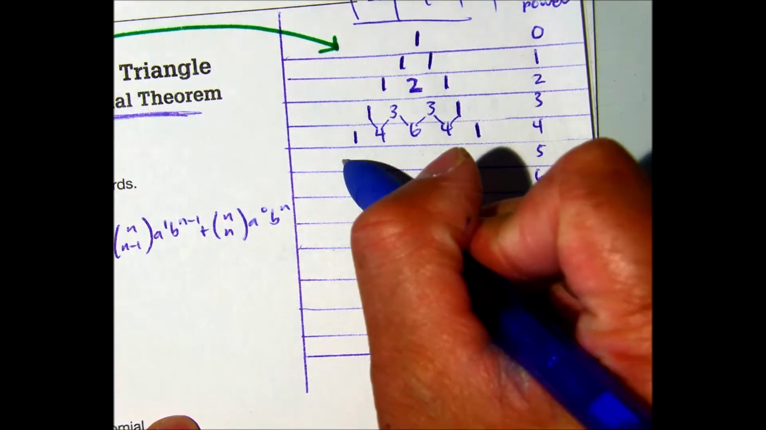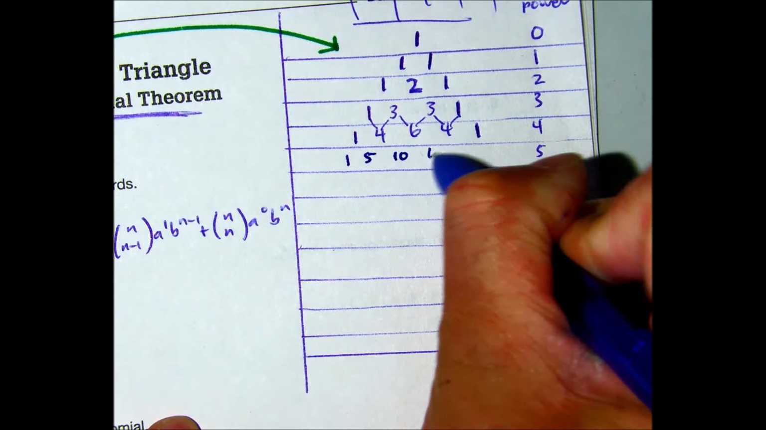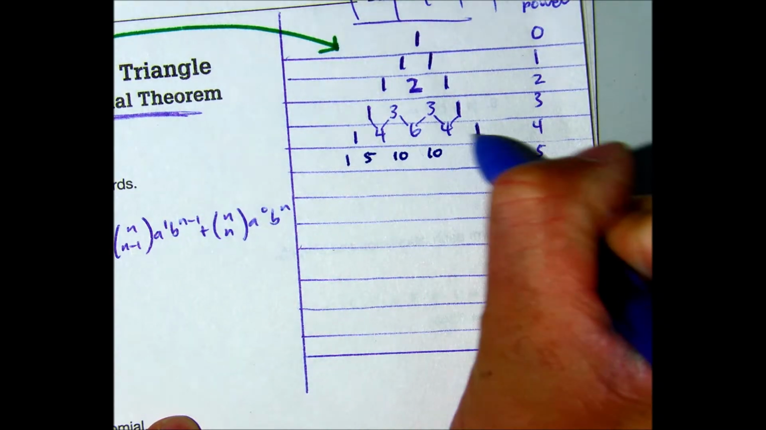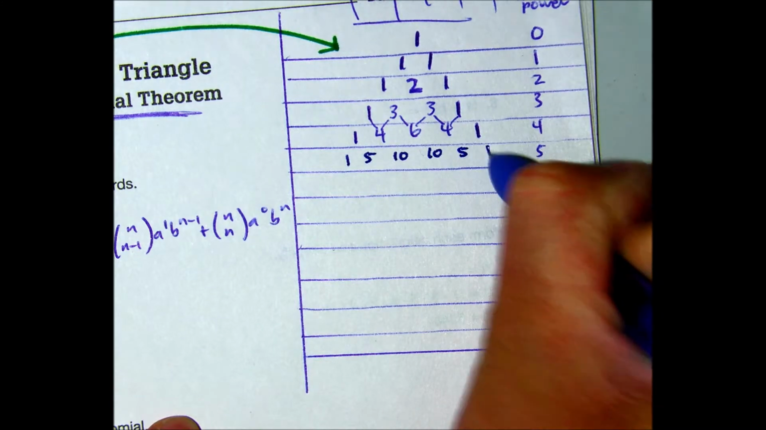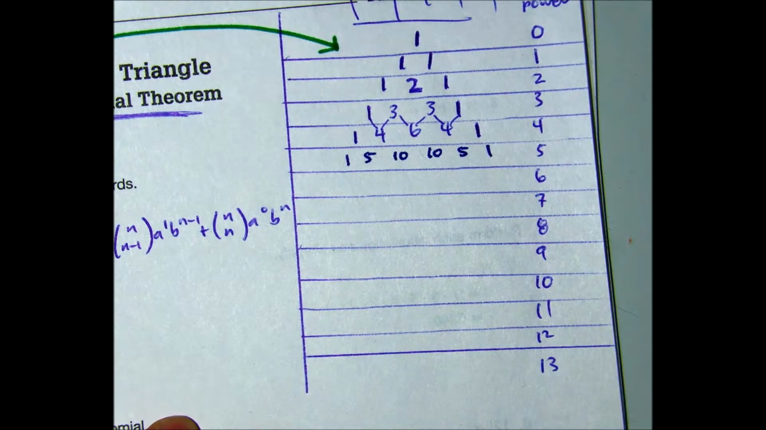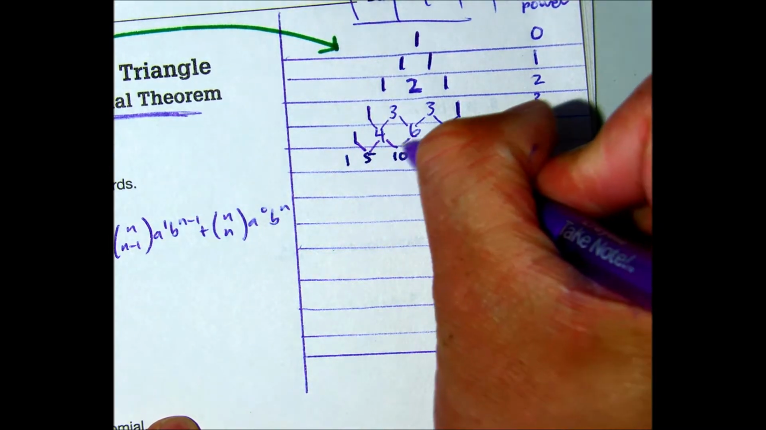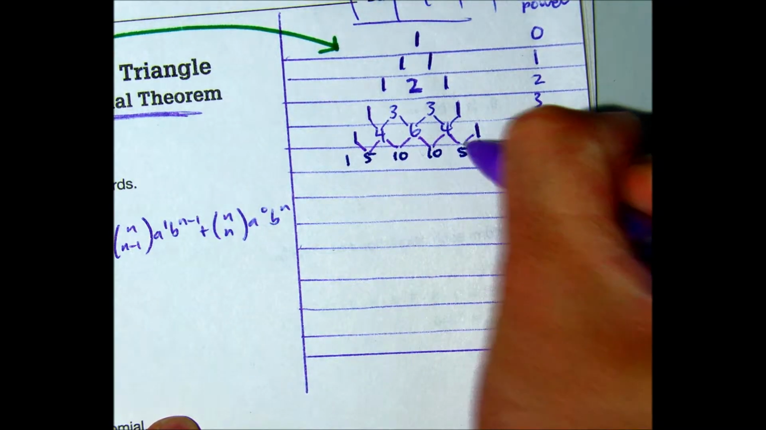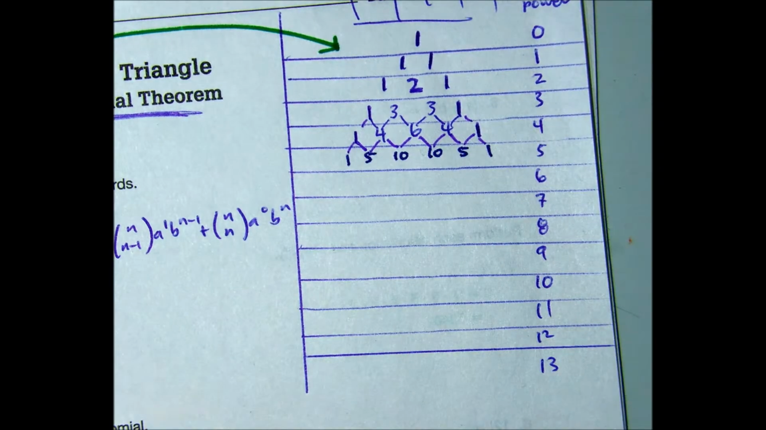Okay, Ethan, help us get this next row. So 1, 5, 10, 10, 5, 1. 4 plus 1 is? 5. I did this wrong. So we're supposed to be adding these. You guys see that? Me too. I forgot to put 2 tens. Thank you.